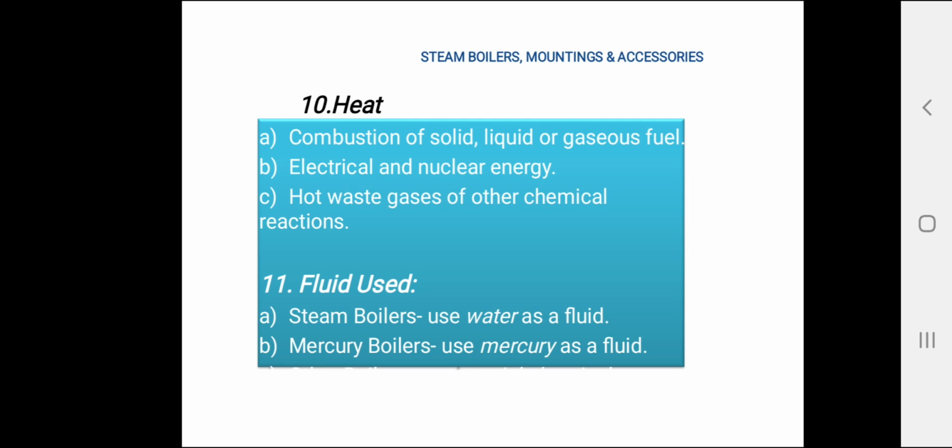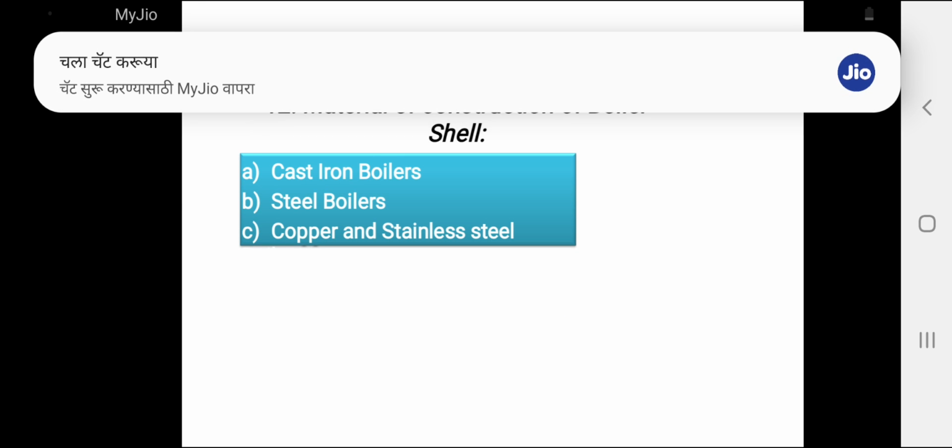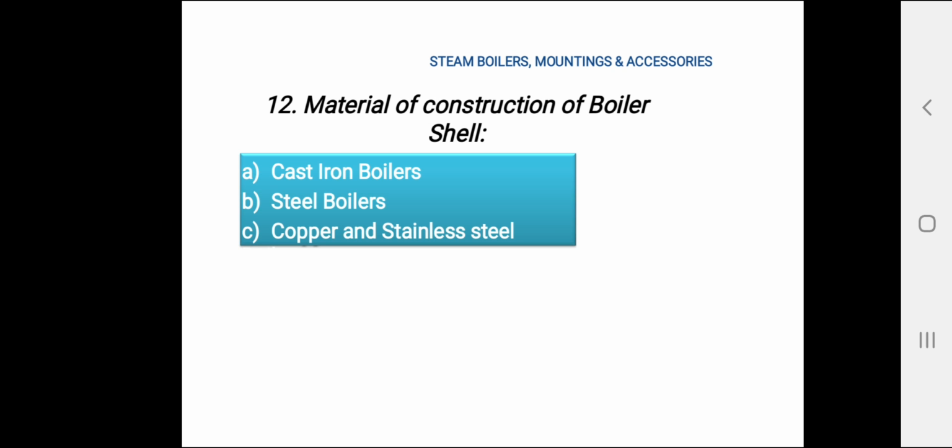So according to the fluid used, there are steam boilers, mercury boilers, or other special chemical fluid boilers. Then the last classification is material or construction of shell. If it is made up of cast iron, then cast iron boilers, steel boilers, copper and stainless steel boilers. So this is the classification of the boiler. According to material of construction, boilers are classified as cast iron boiler, steel boiler, copper and stainless steel boiler.